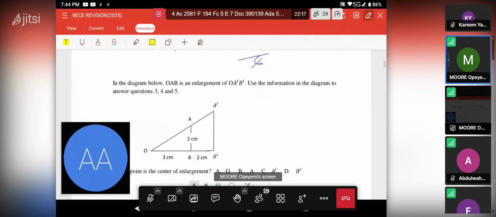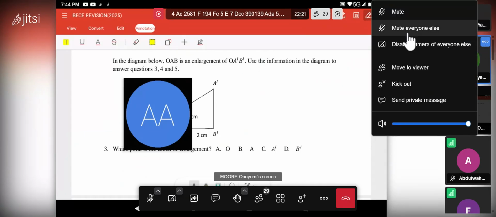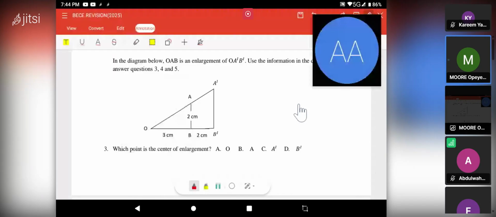Now the question 3 we were doing before says, in the diagram below, O, A, B, you can see that the small triangle is an enlargement of O, A prime, B prime. Use the information to answer questions 3, 4, 5.